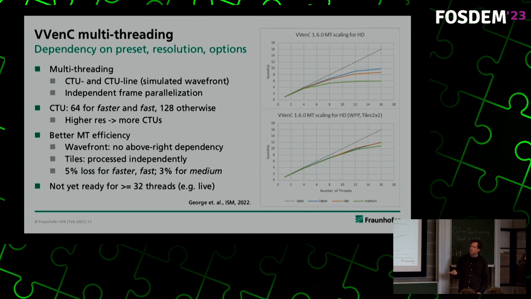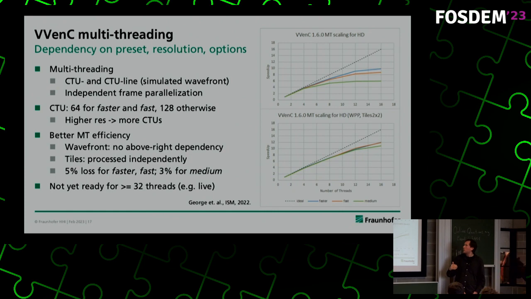That's why the faster and fast presets, which have smaller CTUs, parallelize a little bit better, which you can see on the top right there in the full HD parallelization efficiency plot. Right, you can see after 8 threads, it doesn't saturate, but there might be better ways to utilize the resources than to just enable more threads.